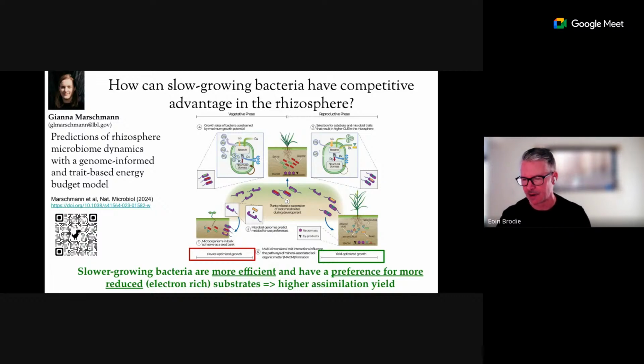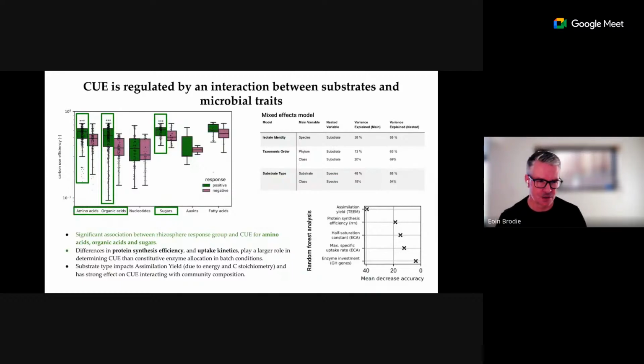They're building their biomass more effectively, which allows them to outcompete other organisms for other resources like nutrients in the environment. So I'll zoom in a little bit on this here. You can see the green bars here are the organisms, the slower growing, more efficient organisms. They have a preference for amino acids and organic acids in this environment here.